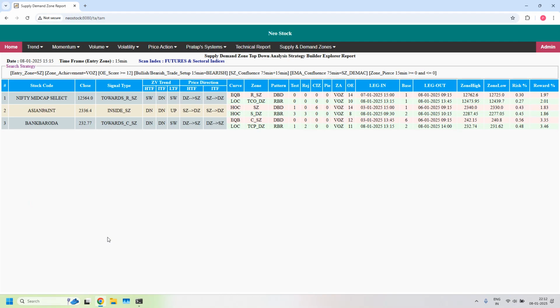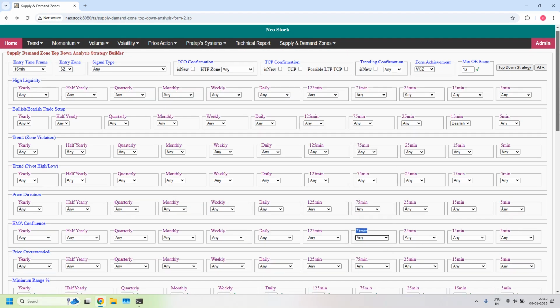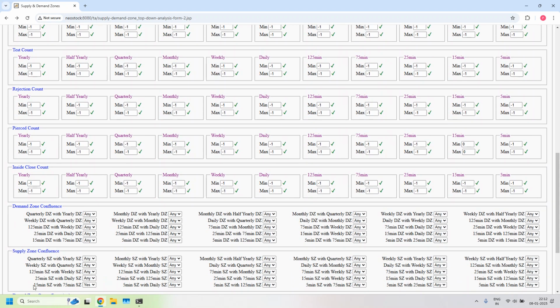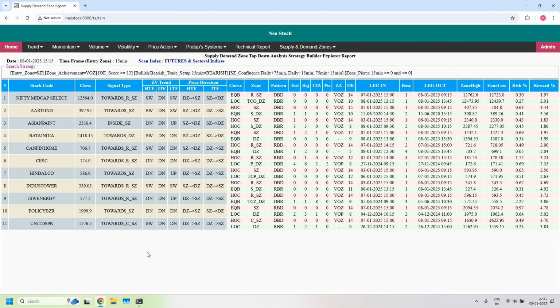Okay, next let us filter based on LTF, ITF and HTF supply zone confluence. I am removing this EMA filter. In the supply zone confluence, we have to set 3 filters. First filter is already enabled, 15 with 75 minute zone confluence. Next, 15 minute supply zone with daily supply zone confluence. Then 75 minute supply zone with daily supply zone confluence. With all the 3 filters enabled, we got 11 stocks.